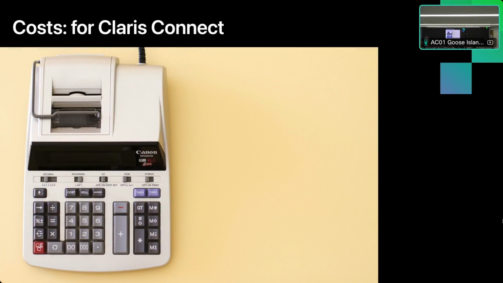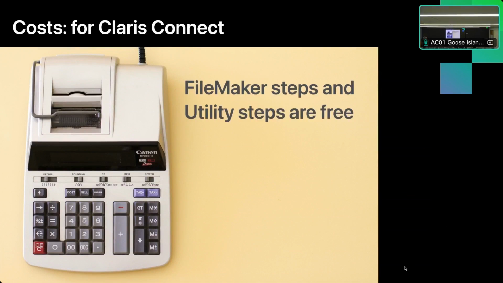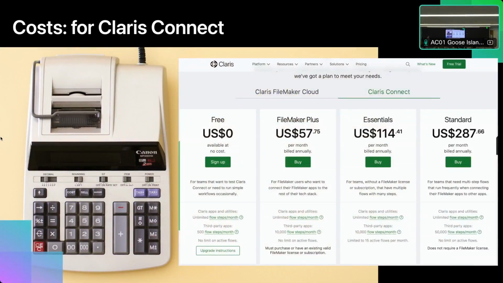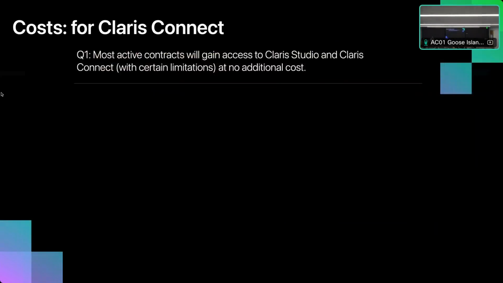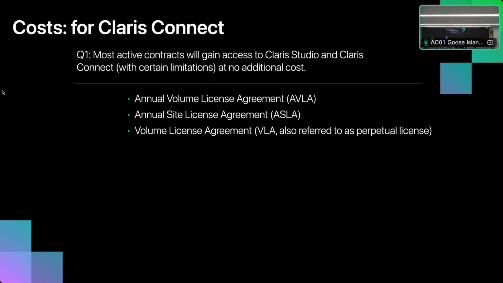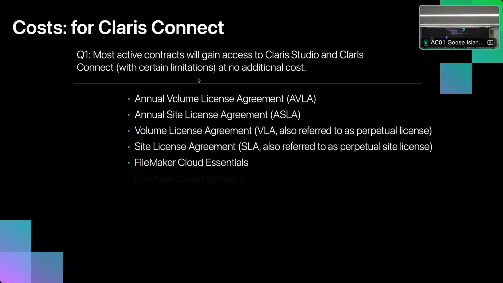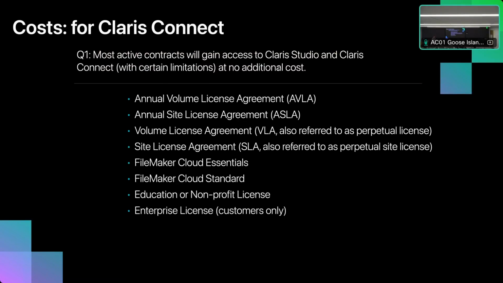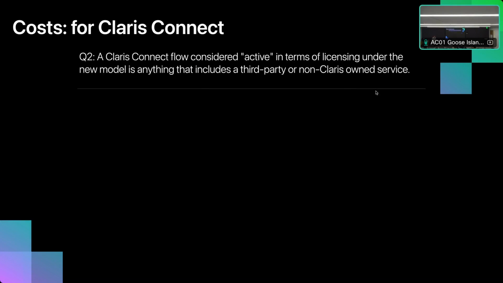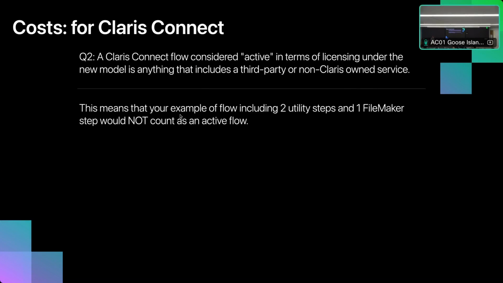So, okay, now moving on to cost. So FileMaker steps and utility steps are basically free. This is from the Claris Connect page. And then when I asked Marie about pricing information, she gave me this long list of things that I'll just glance over here because sometimes licensing and pricing is not my thing. So I don't have all those details. All I can tell you is it's free. Okay, so all right, and then let's see what else.